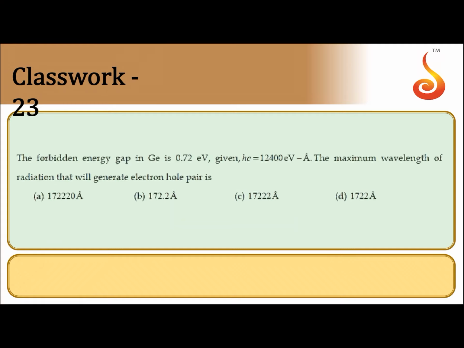Forbidden energy gap in germanium is 0.72 electron volt. Given hc is equal to 12,400 electron volt angstrom, then maximum wavelength of radiation that will generate electron hole pair is. So energy of photon is equal to hc by lambda. So lambda is equal to hc by E.